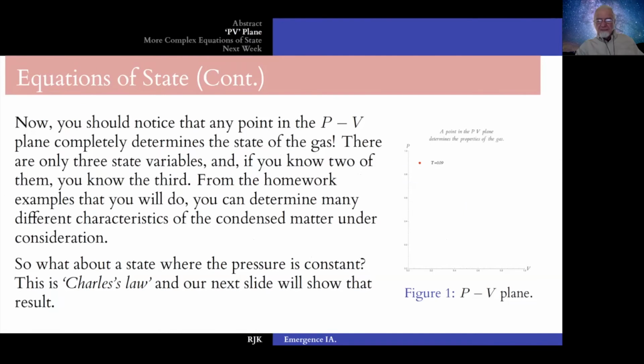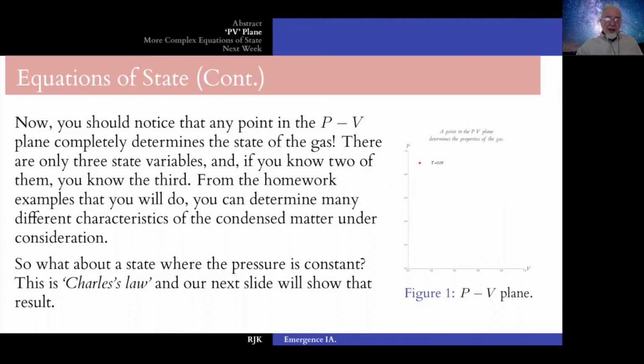But anyway, here we have the volume along the bottom and the pressure at the top, called the PV plane. And at any particular point, you can calculate what the temperature is. In the units that I've been using, I have the pressure at 0.9 and the volume at 0.1, so the temperature is 0.09 because I've used these strange units here.